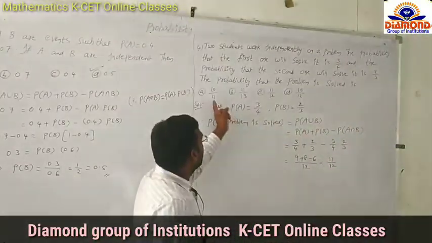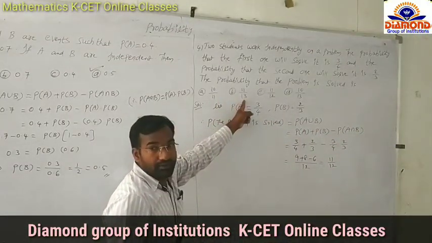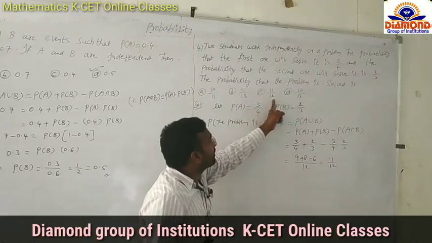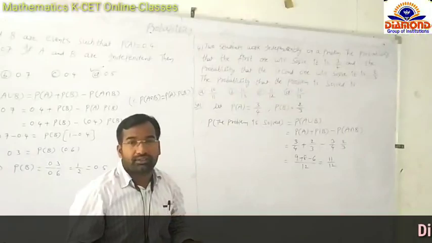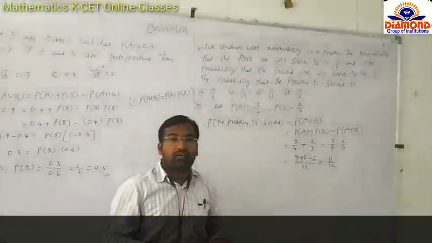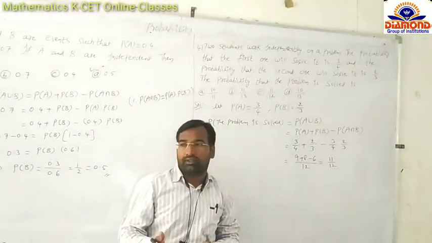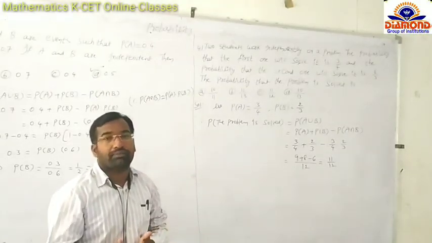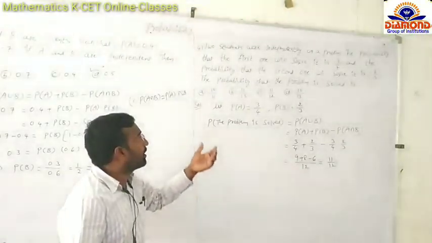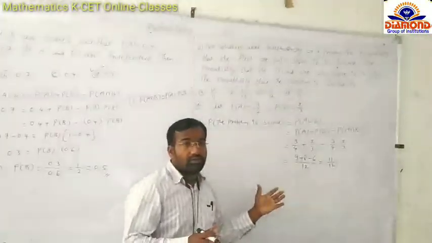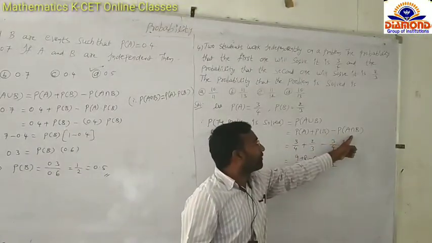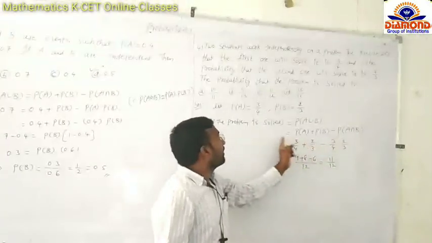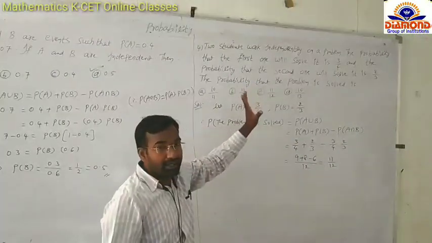Option A 10 by 11, option B 11 by 13, option C 11 by 12, option D 10 by 13. So the problem is solved means the problem is solved by first person or second person. That means you have to find out P of A union B. So we already know the P of A union B formula: P of A plus P of B minus P of A intersection B. Here A, B are independent events.